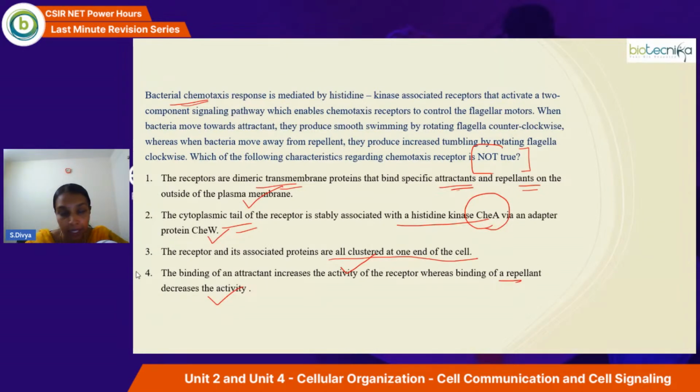Speaking regarding bacterial chemotaxis, sometimes you can get questions from here, but not always. Just try to brush up your concept. You never know, you can expect it, because this question came some years back, I mean 2 to 3 years back. But right now you can expect it because it's been some time.